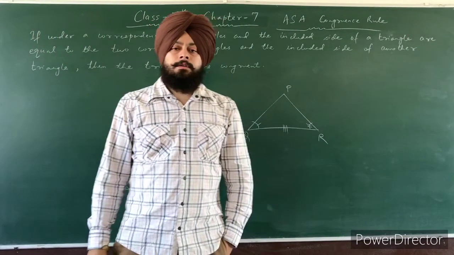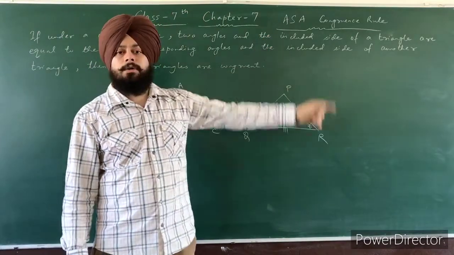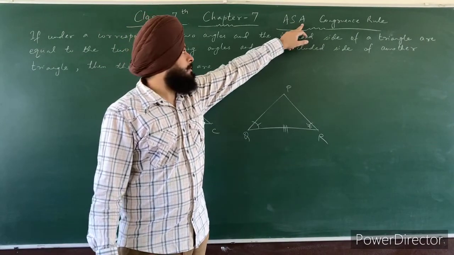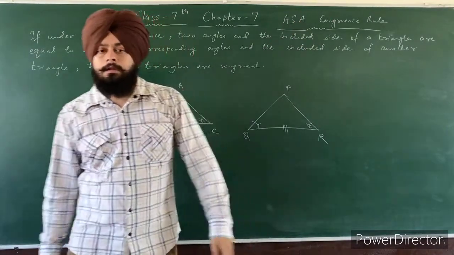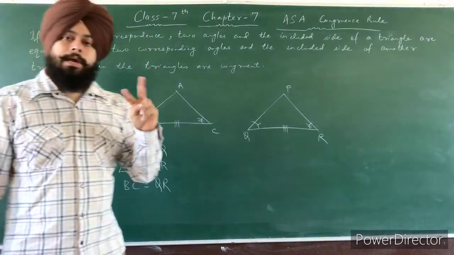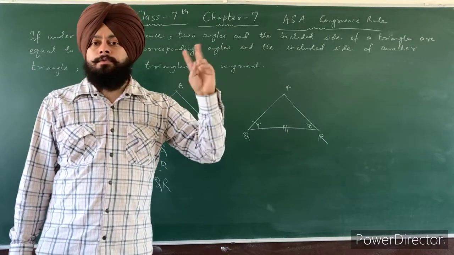Hello students, today we will do our next congruence rule, which is the ASA congruence rule. A stands for angle, S stands for side, and the third one again stands for angle. So, angle side angle congruence rule. It means two angles and one side are equal in both triangles.